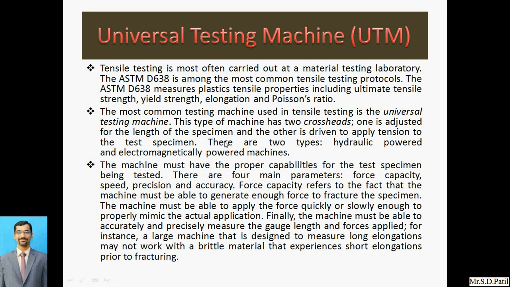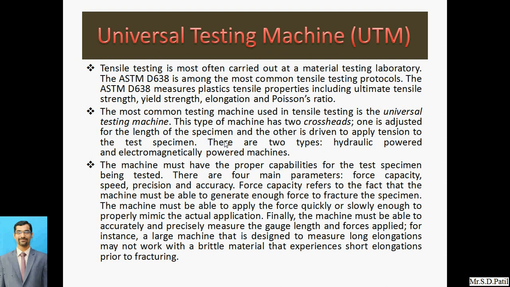The most common testing machine used in tensile testing is the universal testing machine. This is the most common machine. This type of machine has two crossheads. One is adjusted for the length of the specimen, and another one is driven to apply the tension to the test specimen. There are two types: hydraulic powered and electromagnetically powered machines. The machine must have the proper capability for the test specimen being tested.